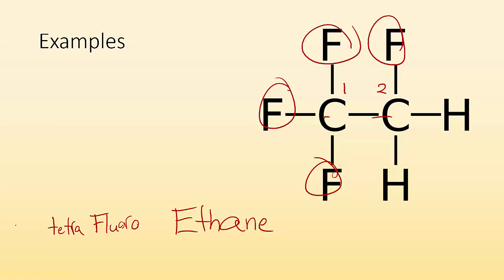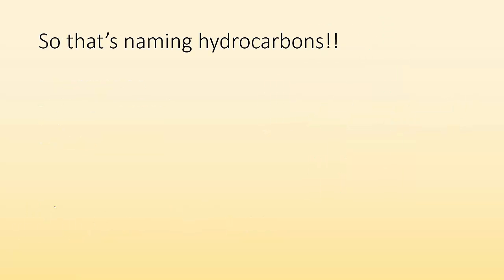Now, this is the part that may seem weird. You got to have a number for every fluorine group. If you've got 4 fluorines, you need to have 4 numbers, even if it's the same number multiple times. So how many do I have on the first carbon? 3. So I'm going to have to put 1,1,1,2. So that's telling me I got 3 fluorines on the first carbon and a fluorine on the second carbon. Right? So same process. There you go.